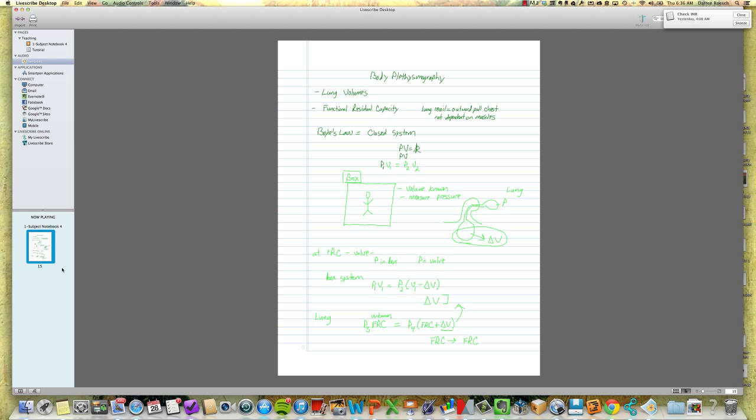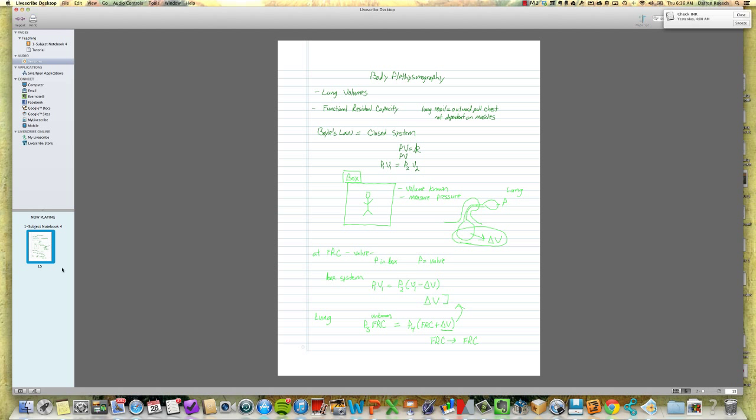As a result, the pressure 1 times the volume 1 in a preset status will equal the same thing as pressure 2 times volume 2 after you do something to it. So pressure times volume within that closed system is always constant.